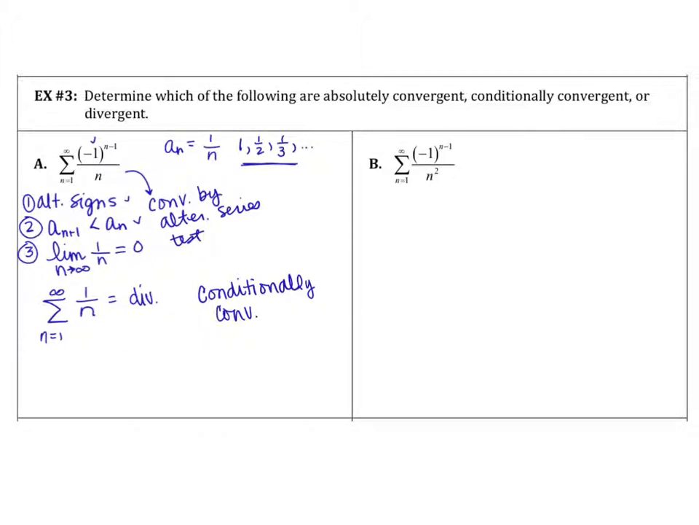Okay, so let's look at our next one. I think we can look at this one pretty quickly, because we're really going to relate that back to 1 over n squared, since we are taking out the alternating signs. So first, let's make sure this does converge by the alternating series test. We do have alternating signs.